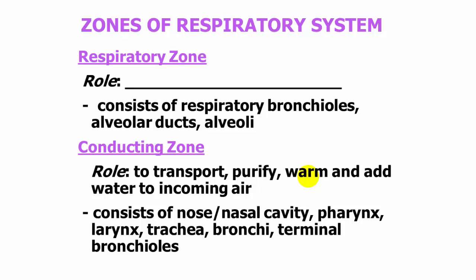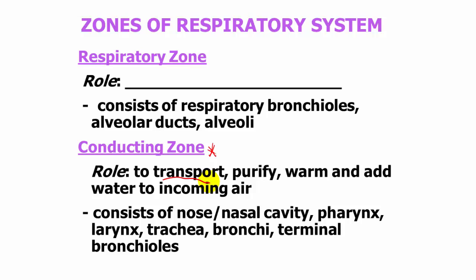So all of the organs in the respiratory system can be placed in one of two categories. The first category is called the conducting zone. And the purpose of the conducting zone is to purify, warm, and add water to incoming air. And transport. Can't leave out transport. So the structures in the respiratory system that are part of the conducting zone include the nose, nasal cavity, pharynx, larynx, trachea, bronchi, and terminal bronchioles. So again, their role is just to conduct the air, to transport it.